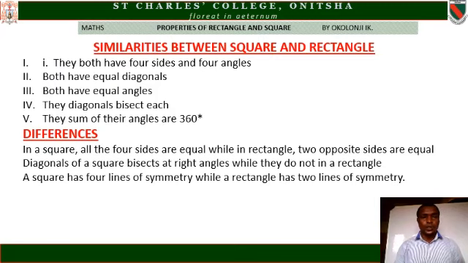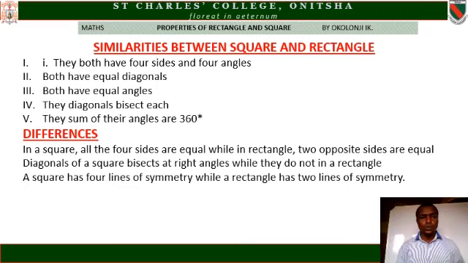Let us look into the similarities between square and rectangle. 1. They both have 4 sides and 4 angles. 2. They both have equal diagonals. 3. They both have equal angles. 4. The diagonals bisect each other. 5. The sum of their angles is 360 degrees.